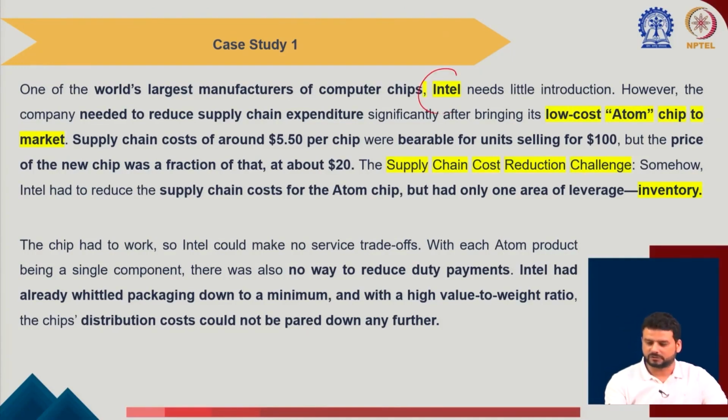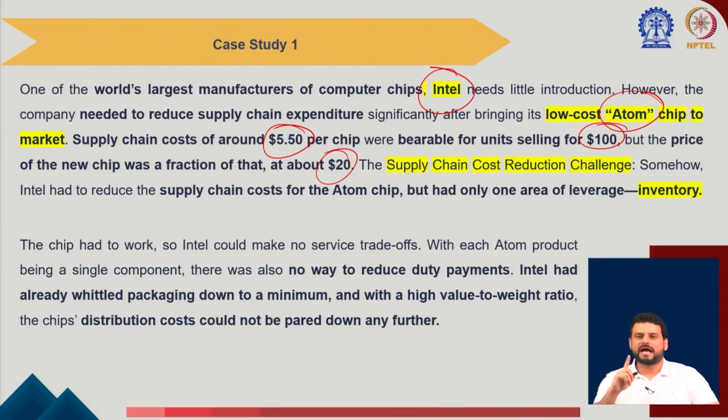First case study is about Intel, the largest manufacturer of computer chips. The problem here I am highlighting is how they became more efficient, right? Earlier they were producing chips that cost around $100, and they were spending almost $5.5 per chip for transportation and supply chain cost, right? But now they are coming up with new chips, a low cost Atom chip, which costs around $20. If it costs $20 and the shipment and supply chain cost is still $5.5, that is a big question. So then what can be done?